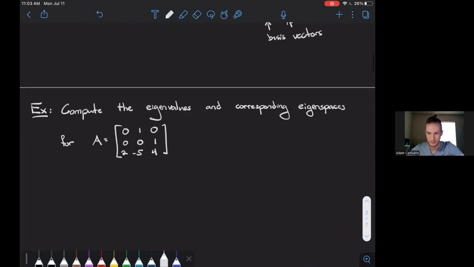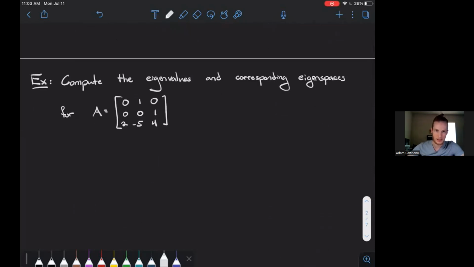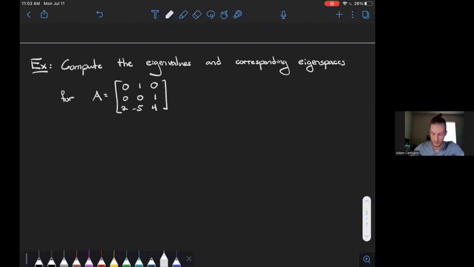So let's just do an example. It's not bad. It goes like this. Compute the eigenvalues and corresponding eigenspaces for this matrix. I'm going to do this first example slowly so that you see what all the steps look like. So A minus lambda I is the matrix A, but then on each of the diagonal entries, subtract lambda. So: minus lambda, 1, 0; 0, minus lambda, 1; 2, negative 5, 4 minus lambda.